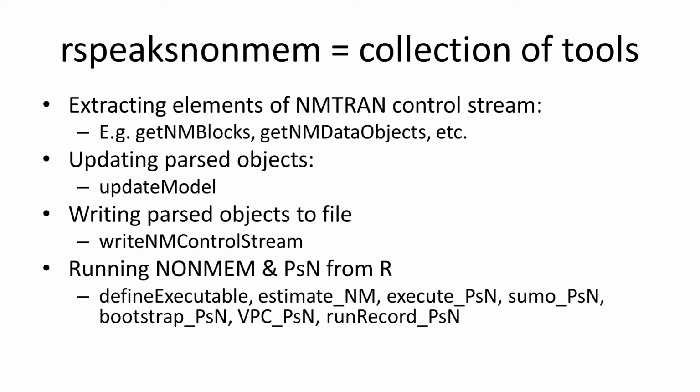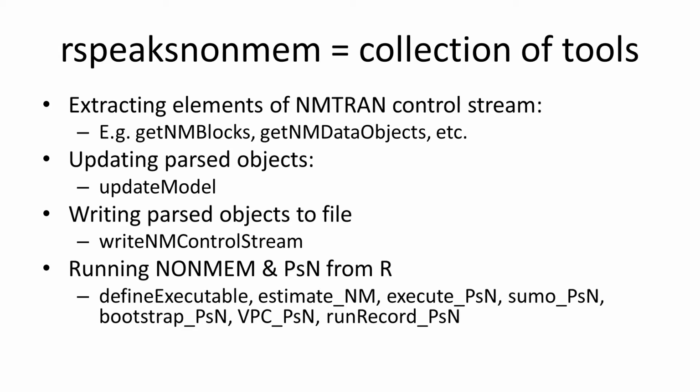Now, rspeaksnonmem is essentially a collection of tools, which you can use some of, or you can pick and choose which bits you want to dip into. There's a collection of tools for extracting elements of that NONMEM control stream. So a function called getNMBlocks, which basically just extracts all of the different blocks from the parsed control stream. But you can also get just the data objects, or just the parameters objects, or just the task properties objects. And in some senses, if you're familiar with the ddmore R package that we created for MDL, this is very similar. We're dipping into NONMEM now and extracting data objects, parameter objects, task properties objects, in the same way that we did for the MDL code.